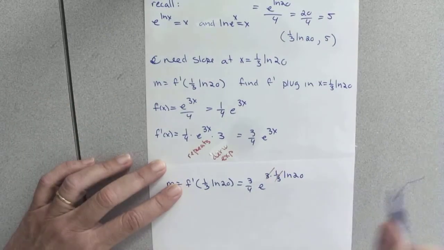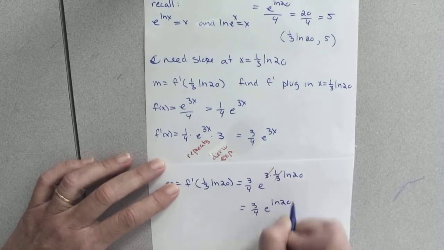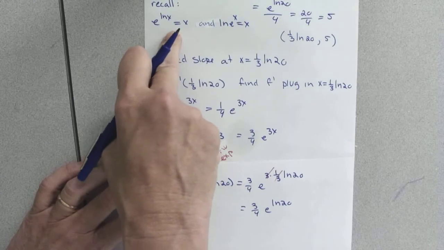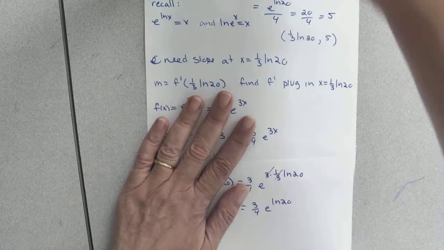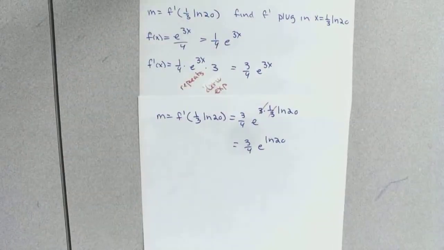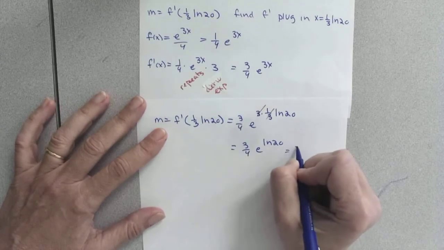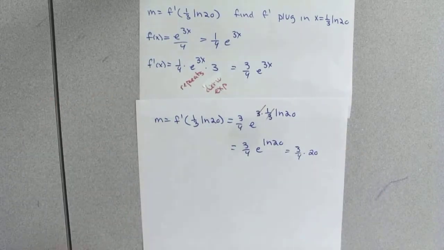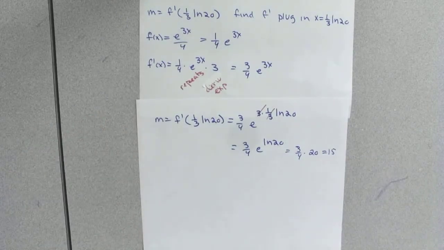Simplifying, and so that's 3/4 e to the natural log of 20. But then the remainder is still up there. e raised to the natural log of x is x. The natural log and the natural exponential are inverses, so when I have them both, they quote-unquote cancel. In this case, I'm just going to get 20. And what that gives me, 15.